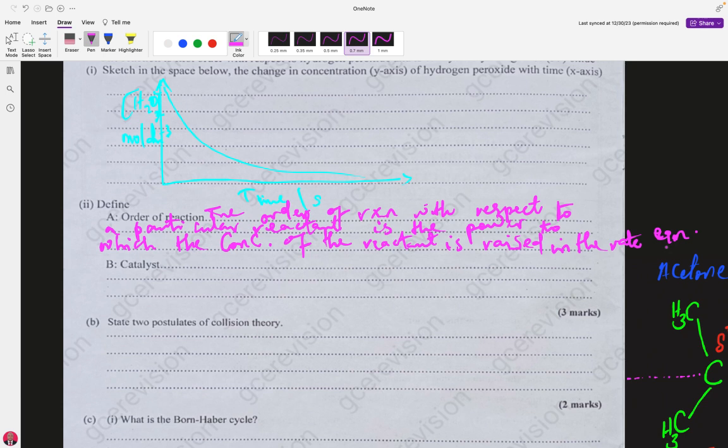Okay. Now, what is a catalyst? For example, a catalyst is something that can speed up the rate of a chemical reaction. And you know that at the end of a reaction, the catalyst is not used up. So the catalyst does not take part in a chemical reaction. It only speeds up the rate of a reaction by providing an alternative pathway, that is by lowering the activation energy.